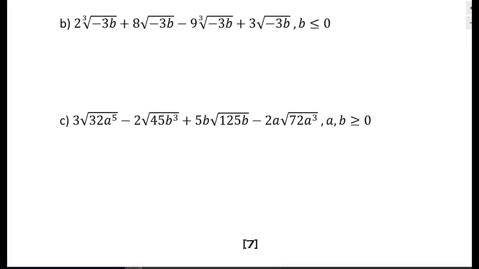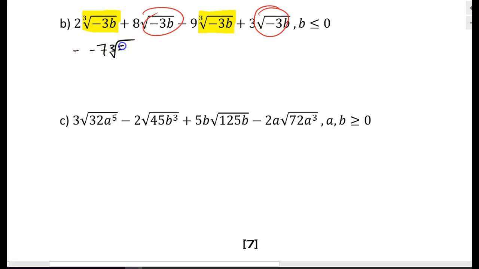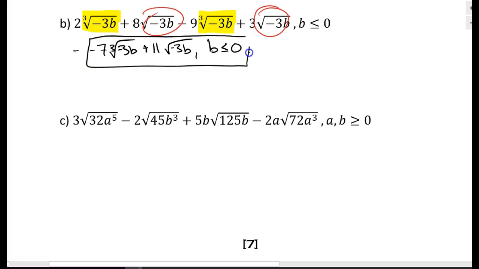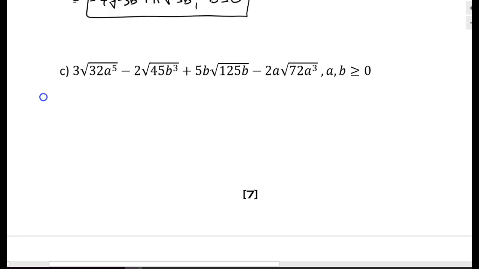Same idea here. Watch for your indices in this case. It looks like these are all the same, but in actuality, we're talking about the cube root in this case and the square root here. So 2 minus 9 is going to be negative 7 cube root of negative 3b. And then 8 plus 3 is 11 square root negative 3b. Again, with that restriction that b is less than or equal to 0. Now that restriction comes into play not because of the cube root, because that's allowed to be negative, but because that square root cannot be negative.